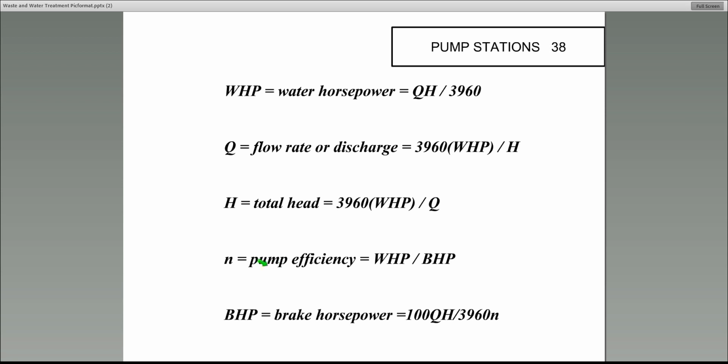The pump efficiency is the water horsepower divided by the brake horsepower. And the brake horsepower is the flow times the head divided by 3960 times N, where N is the efficiency at the top. So that's how you calculate brake horsepower. So pumps are pretty complicated, and a lot of people won't even try to work these, but if you have these formulas on hand, you can get the right answer pretty quickly.